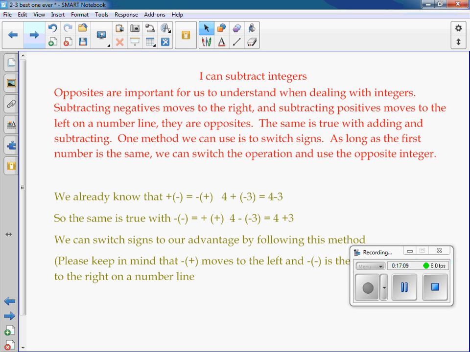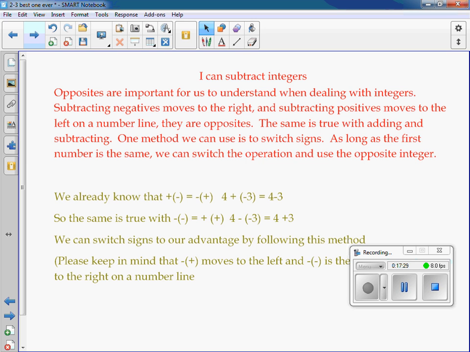The same is true when adding and subtracting. One method we can use is switch signs. As long as the first number is the same, we've always talked about the first number is where we start. We don't touch the first number. Okay? We can switch the operations and use the opposite integer.